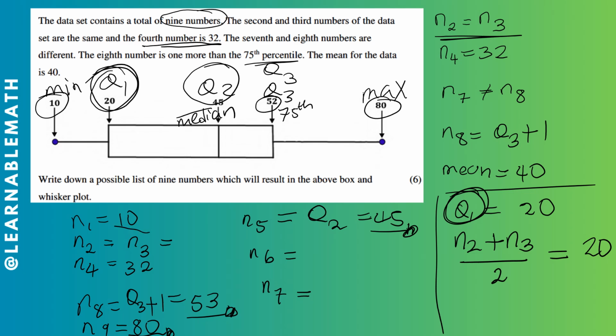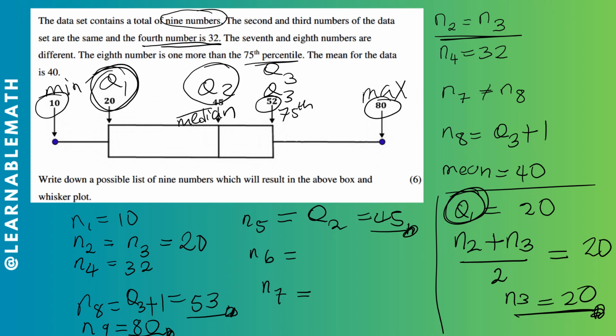Number 2 and number 3 are equal, right? It means that I can replace number 2 with number 3. Number 3 plus number 3 divided by 2 is equal to 20. This will give me 2 times number 3 divided by 2 is equal to 20, and the 2s cancel each other. Then number 3 is equal to 20, which is the same as number 2. So these two will give us 20.